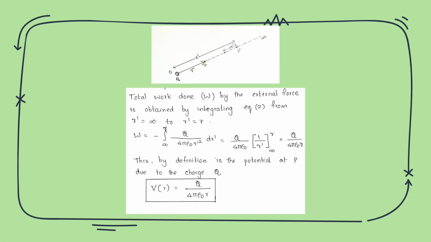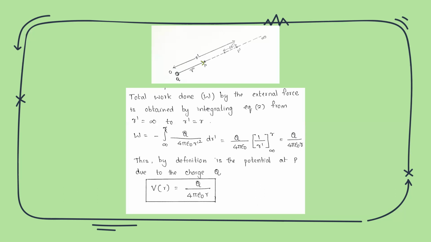First, substitute the upper limit, then substitute the lower limit. Wherever R dash is there, first you substitute the upper limit R, and minus, substitute the lower limit infinity. So it will become Q by 4 pi epsilon naught, 1 by R minus 1 by infinity. That is, 1 by infinity is 0. Therefore, you will get Q by 4 pi epsilon naught, 1 by R, that is equal to Q by 4 pi epsilon naught R.